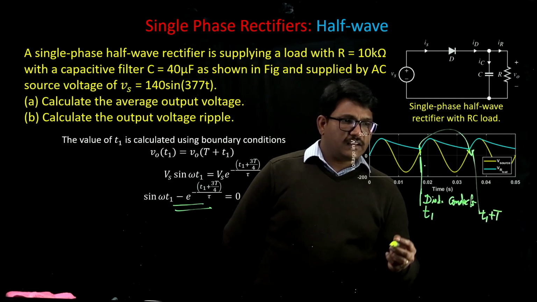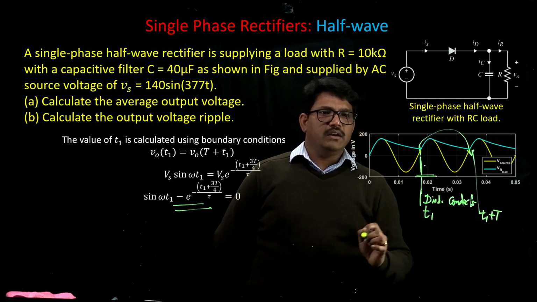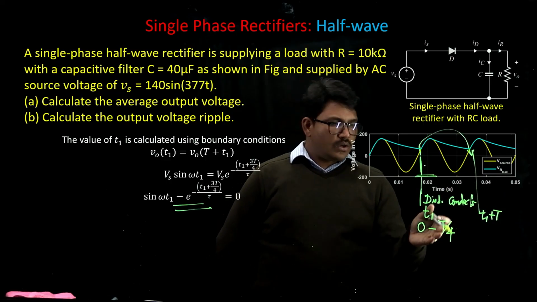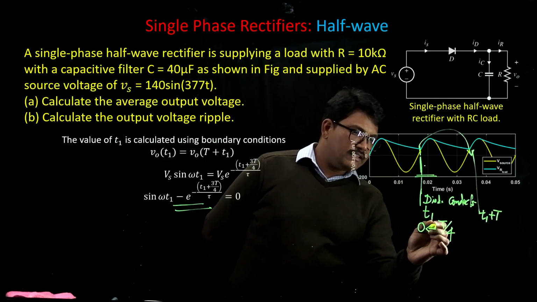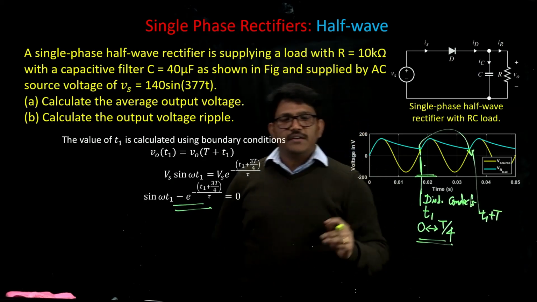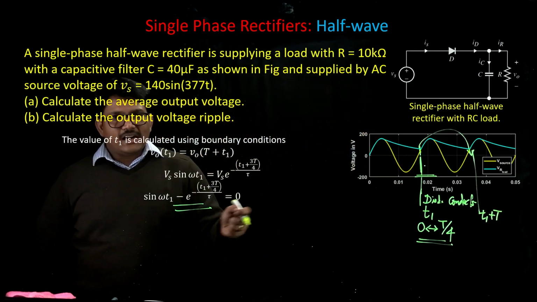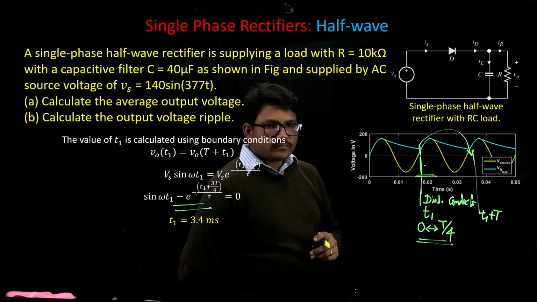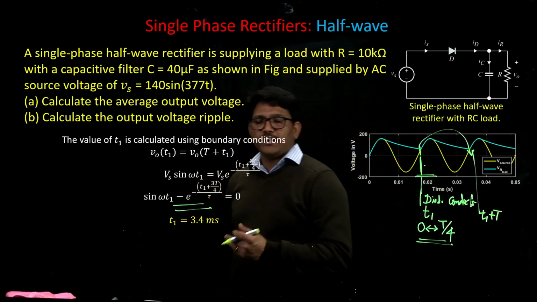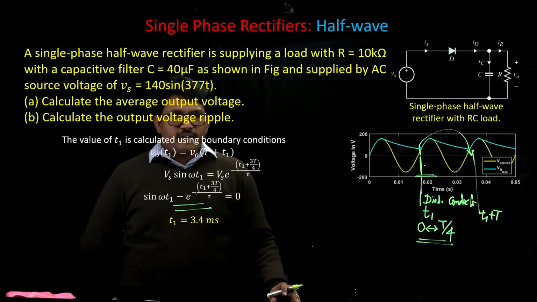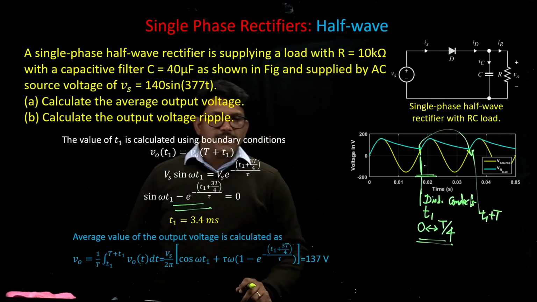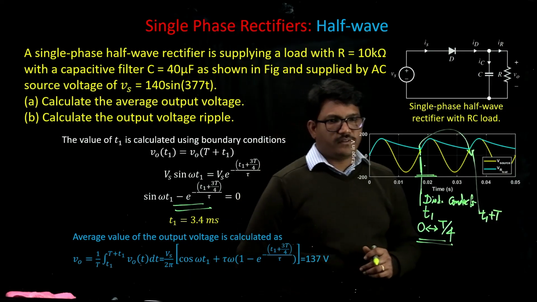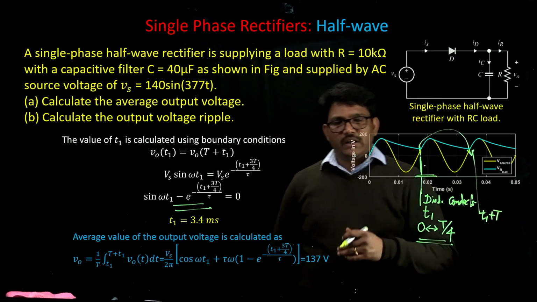But one hint for us is that it is very important that the value of t1 is between 0 and time T by 4, one quarter of the total time period. So it will be in this range, 0 to T by 4. So if you substitute the numbers within that range with some tolerance, you will be able to get the value of t1 as 3.4 milliseconds. So the moment you have t1 as 3.4 milliseconds, then that will be enough for us to calculate the average value of the output voltage, whereas this is the expression that we derive in calculating the average output voltage for an RC load in case of a half-wave rectifier.